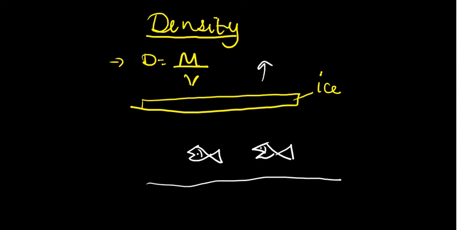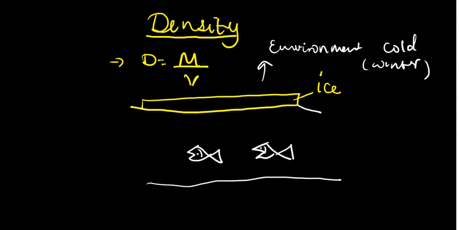So this is the environment, okay, and it's very cold. This is to say, in winter season, you find that there is ice, but fish are still able to survive. The reason why is because since ice is lighter than water, it is going to float on water. So ice is less dense, okay? And remember, the reason why it's less dense is due to hydrogen bonding and not the fact that there is more mass. There is less mass, okay?